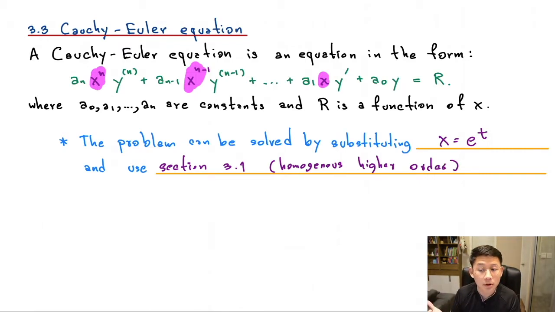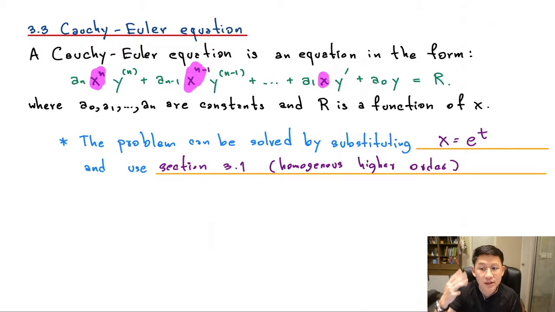If you don't remember, the homogeneous higher order case is when we have the characteristic function. We have m squared and so on, and we solve for m, and then we know if we have distinct roots, repeated roots, or complex roots. That is section 3.1. You're going to see how to do that, but this is the summary of the Cauchy-Euler equation.